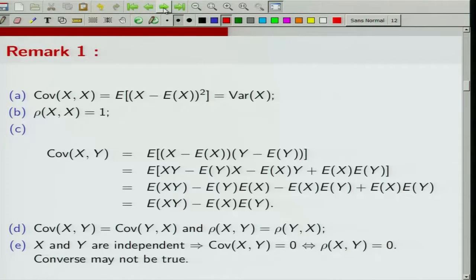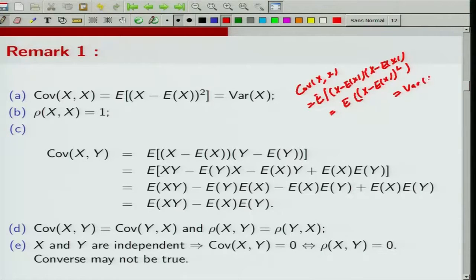Now, let us look at what is the covariance between X and X. Covariance between X and X would be nothing but expected value of (X minus expected value of X) multiplied by (X minus expected value of X), which is nothing but expected value of (X minus expected value of X) whole square, which we call the variance of X. So, one thing is clear, that if I have to look at the correlation between X and X, which is nothing but covariance between X and X divided by the square root of variance of X times variance of X, and covariance of X, X is variance of X, so this becomes 1.